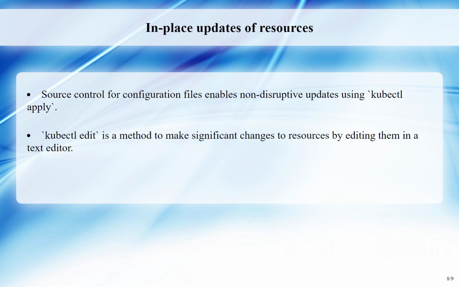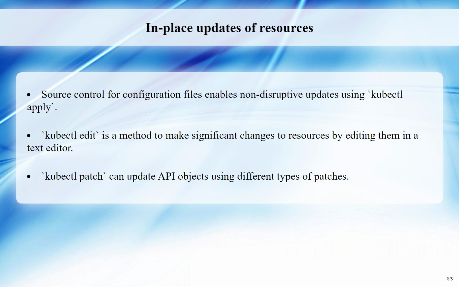An alternative method is kubectl edit, which involves getting the resource, editing it in a text editor, and then applying the updated version for more significant changes. You can specify the editor with EDITOR or KUBE_EDITOR environment variables. Additionally, kubectl patch can be used to update API objects with support for JSON patch, JSON merge patch, and strategic merge patch. Refer to Update API objects in place using kubectl patch for more information.